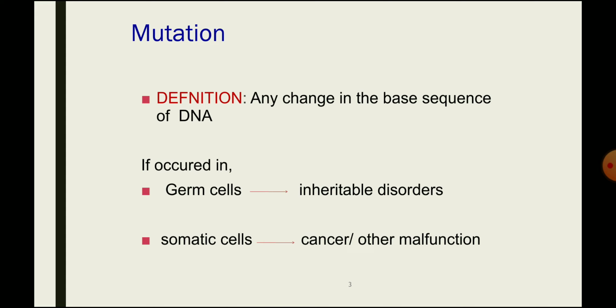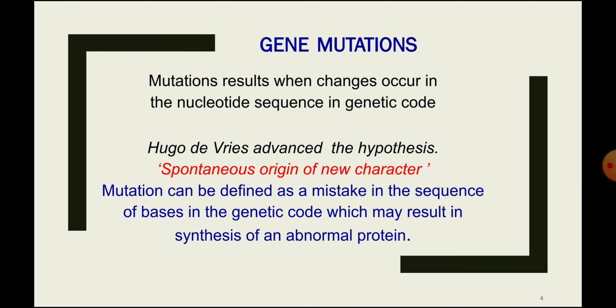Before going to the answer, we are just revising mutation. Mutation is any change in the base sequence of DNA. If it occurs in germ cells, it produces inheritable disorders, and if it occurs in somatic cells, it causes cancer or other malformations. The definition: mutation results when a change occurs in the nucleotide sequence of the genetic code. You know what the genetic code is. Then it may produce the spontaneous origin of a new character. Mutation can be defined as a mistake in the sequence of bases in the genetic code, which may result in the synthesis of an abnormal protein.